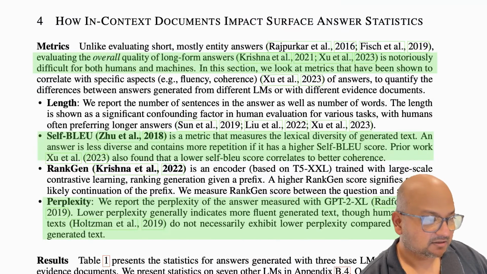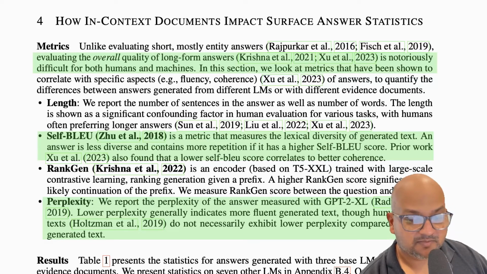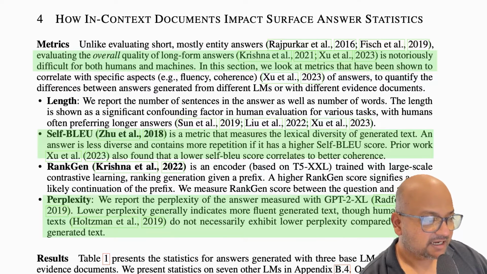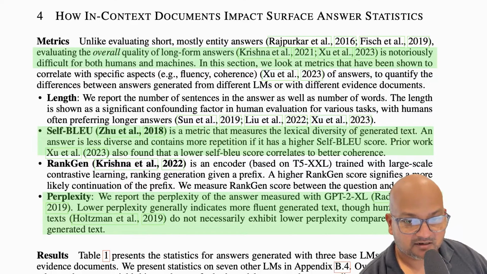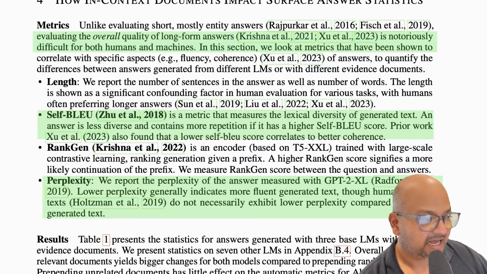So that's how the study was set up, but what are the metrics we're looking at? They're looking at some metrics that are automatically computed from the answers themselves. One of them is self-BLEU, which is a measure of the diversity of text. You're basically trying to see if the LLM is mindlessly repeating the same thing over and over again in its answers.